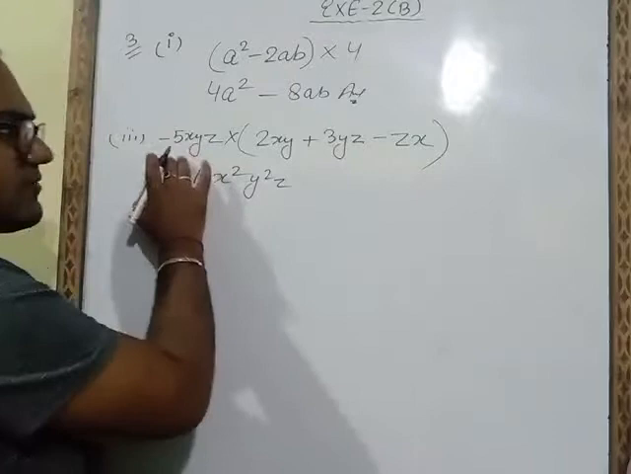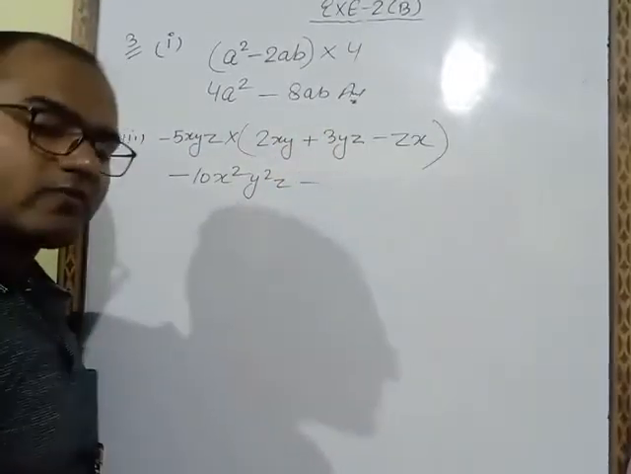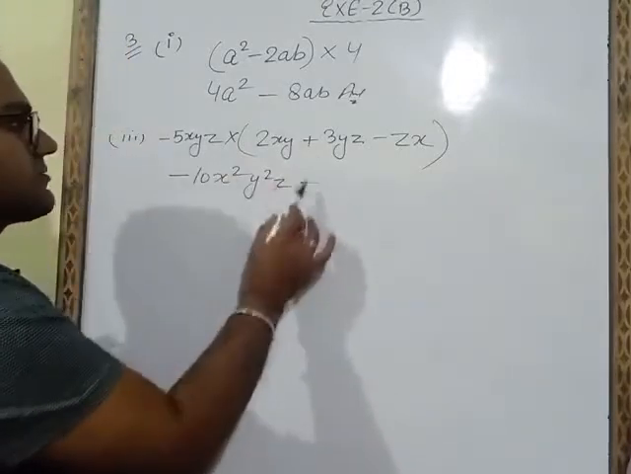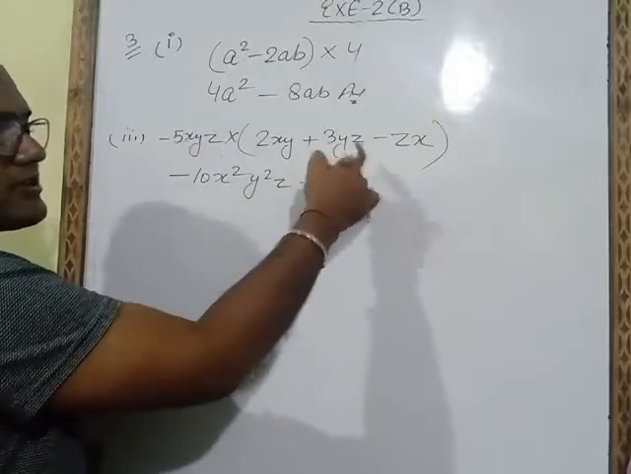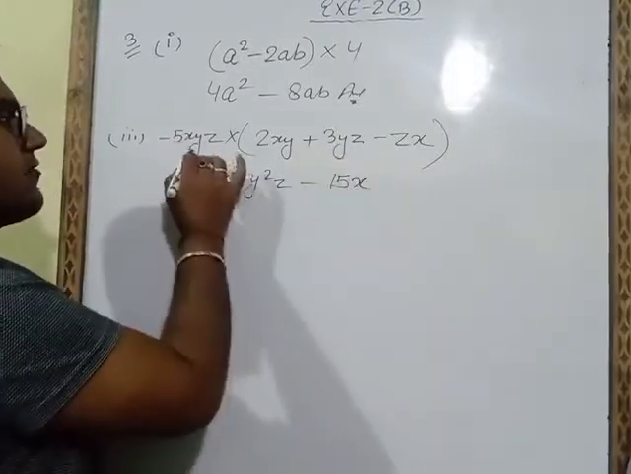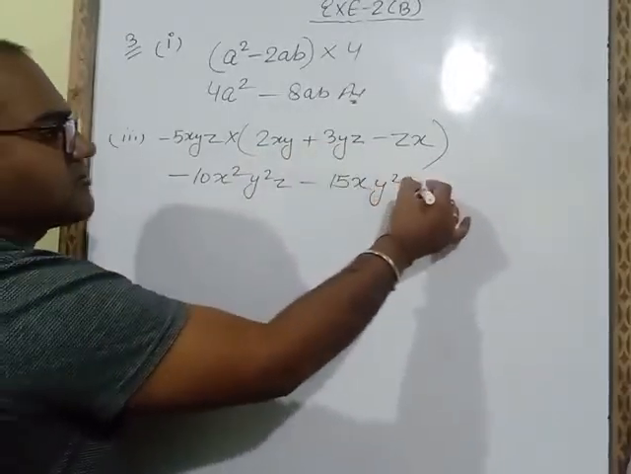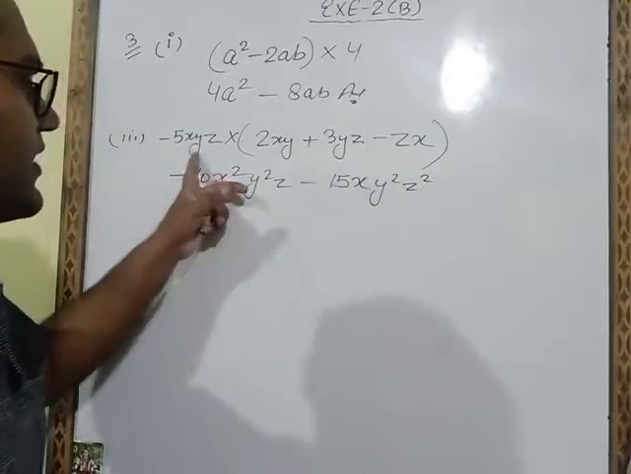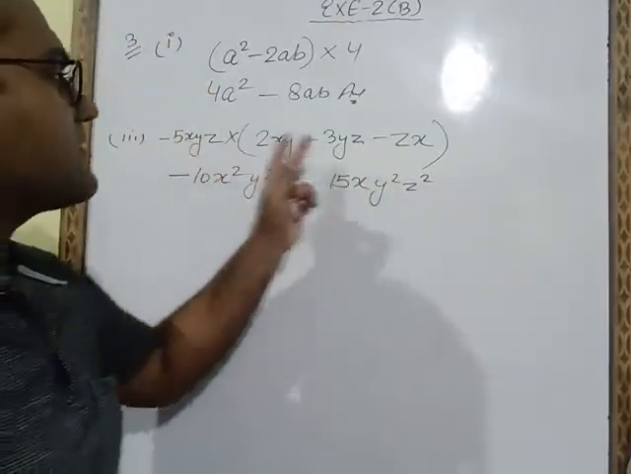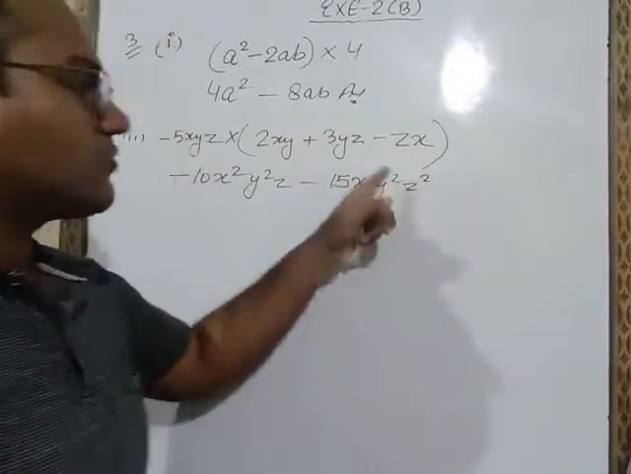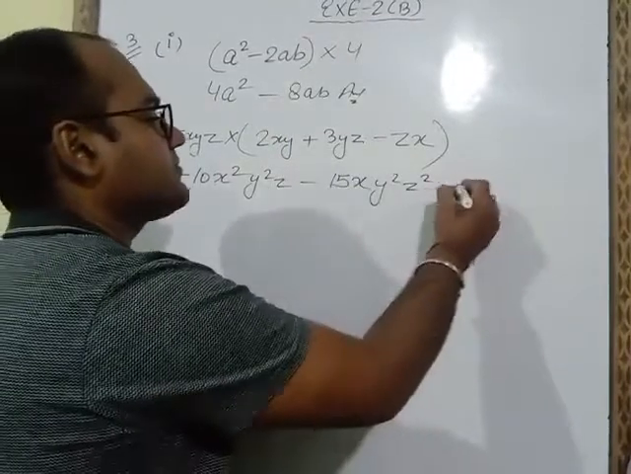Now this term we have to multiply with 3 also. So minus plus minus. First of all we have to multiply sign. Minus plus minus. 5 3s are 15. X, here x is not given, so single x we will write. Y multiply y square. Z multiply z square. Now this term we had multiplied with 3yz. Now we have to multiply minus 5xyz with zx. First of all we have to multiply sign. Minus minus will become plus.